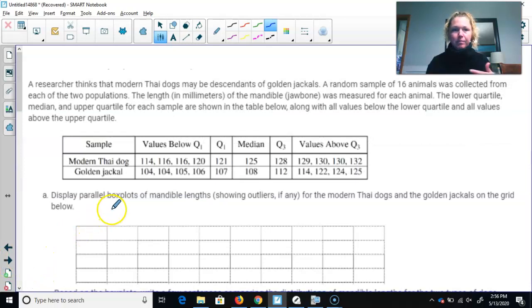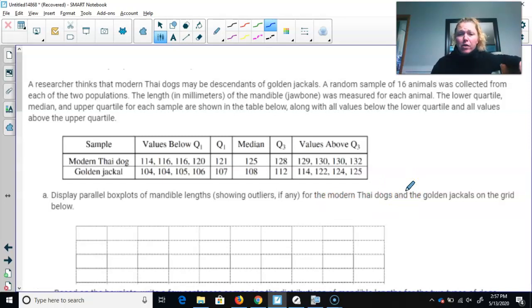Let's keep cruising. This one is a review question. I'm going to talk about some review things in here. A researcher thinks that the modern Thai dogs may be descendants of golden jackals. A random sample of 16 animals was collected from each of the 2 populations. The length in millimeters of the mandible, jawbone, was measured for each animal. The lower quartile, median, and upper quartile for each sample are shown in the table below, along with all the values below the lower quartile and all the values above the upper quartile. Display parallel box plots of the mandible lengths, showing outliers, if any, for the modern Thai dogs and the golden jackals on the grid below.